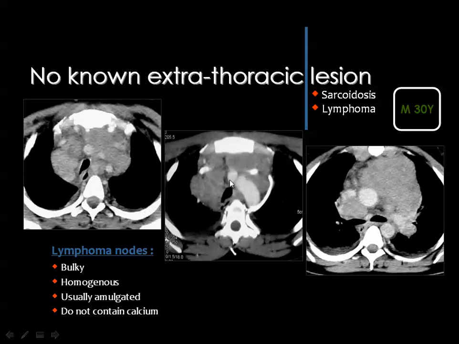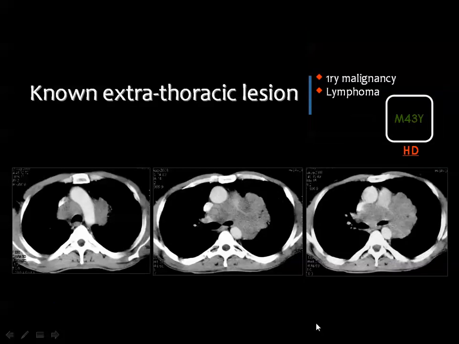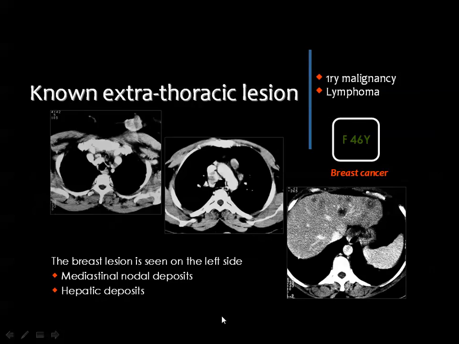Meanwhile, if you see lymph nodes like this, which are bulky and amalgamated and do not contain areas of breakdown, and also do not contain areas of calcium, and the vessels are floating within the lymph node mass, then you may consider the possibility of lymphoma. And lymphoma, as I have mentioned, you have bulky amalgamated lymph nodes with the vessels floating inside the lymph node mass usually with no areas of breakdown or calcification.